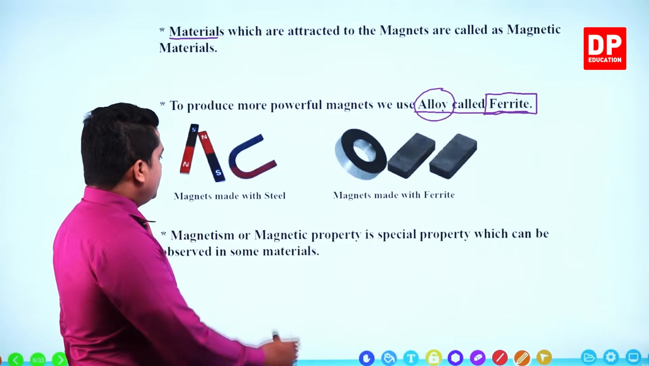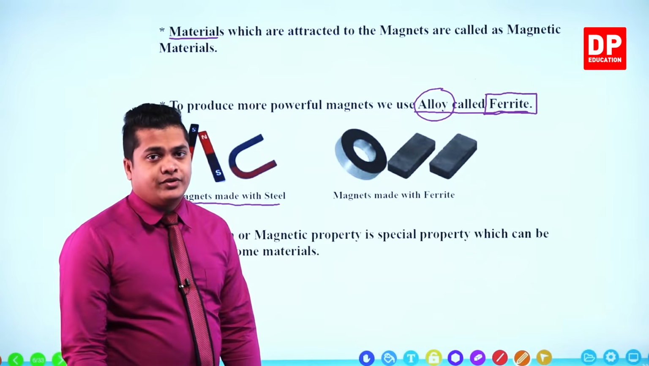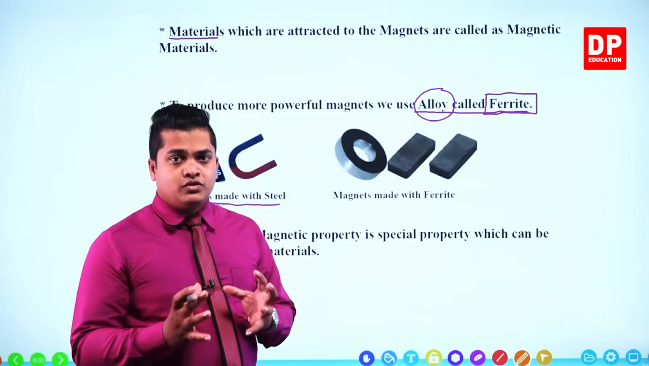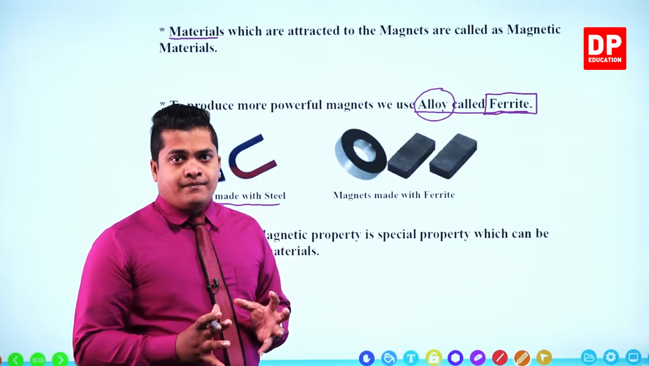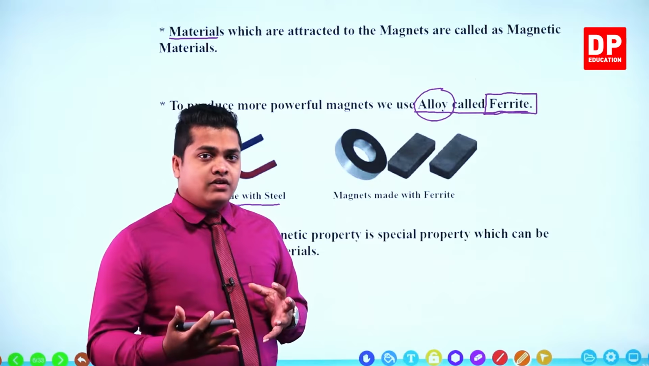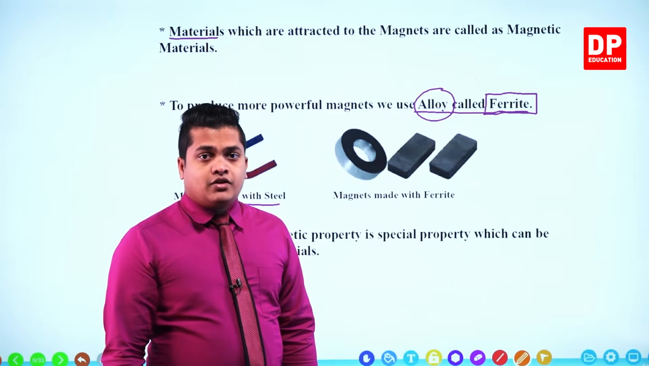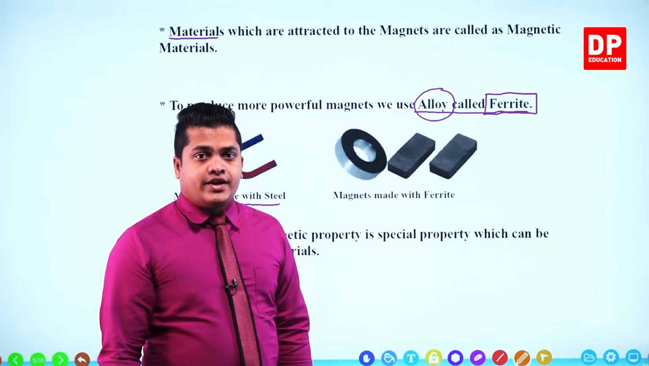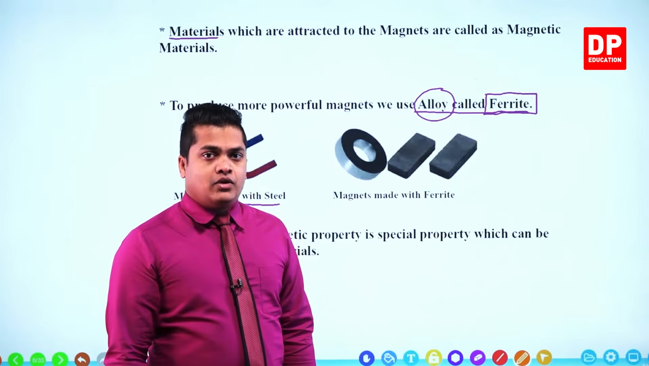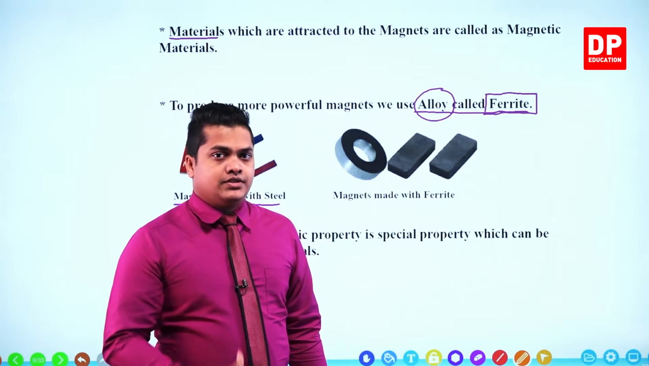So here, magnets made with steel. I told you that most of the time we use steel to create magnets. But to create more powerful magnets, we use the alloy called ferrite. Steel is also an alloy, but it is made by adding carbon to iron.